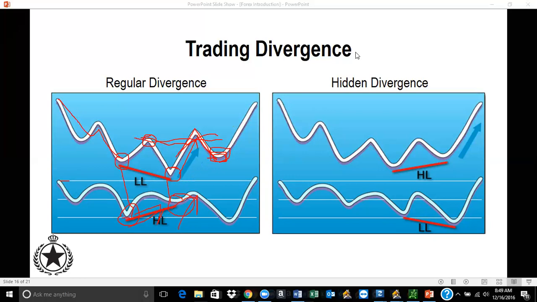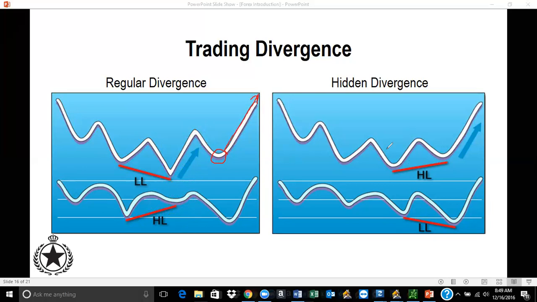We've got the divergence. It told us that the momentum of this trend was up because it had a higher low, but on the chart, it was a lower high. So we'll wait for price to come back and retrace. We'll trigger it here. We'll take a nice piece of change going up that way, right?